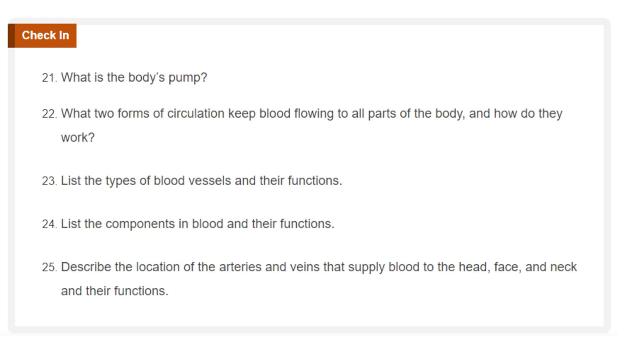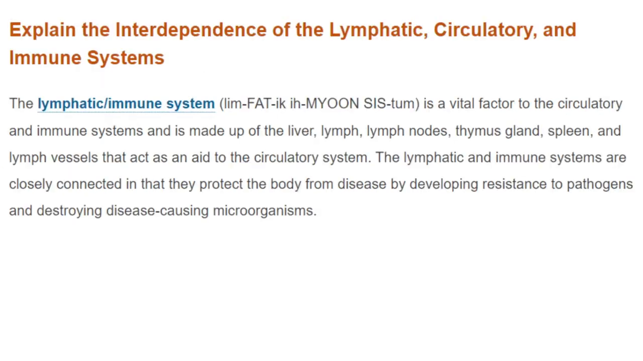Check in. What is the body's pump? What two forms of circulation keep blood flowing to all parts of the body, and how do they work? List the types of blood vessels and their functions. List the components in blood and their functions. Describe the location of the arteries and veins that supply blood to the head, face, and neck and their functions. Explain the interdependence of the lymphatic, circulatory, and immune systems.